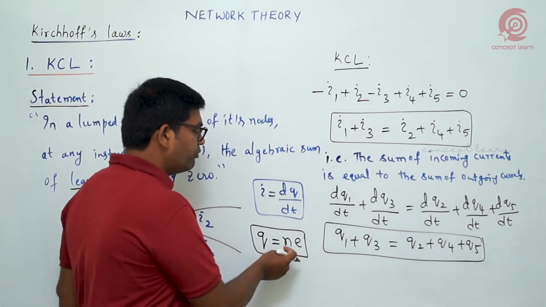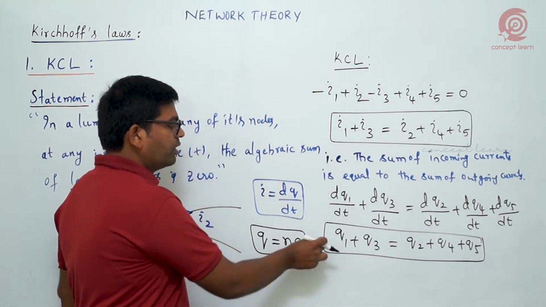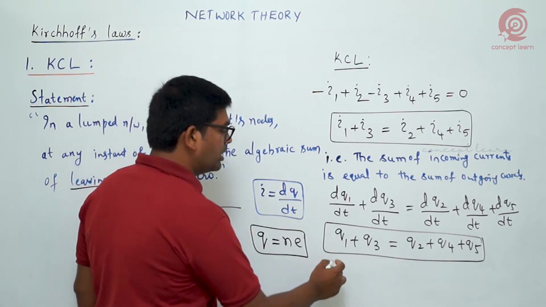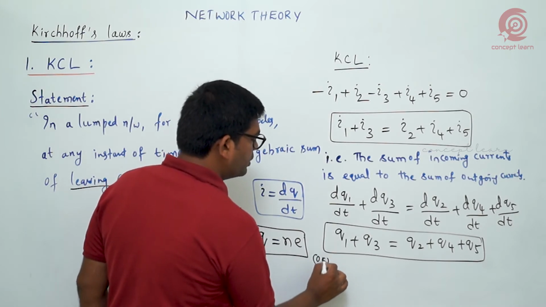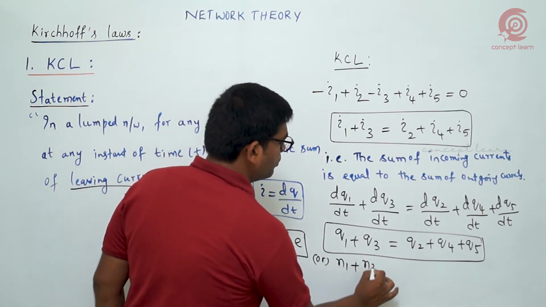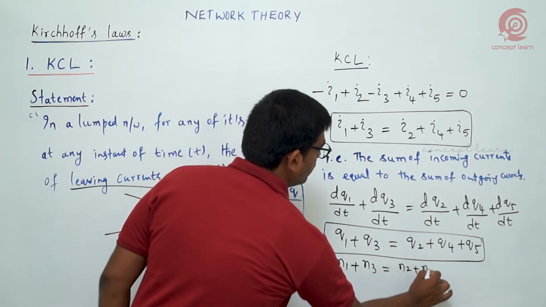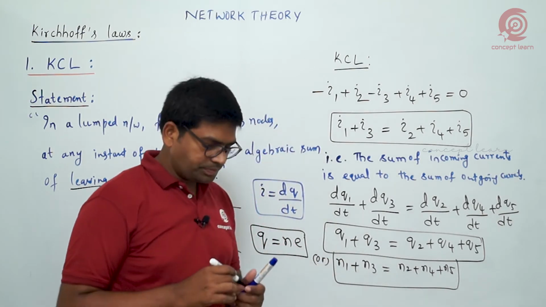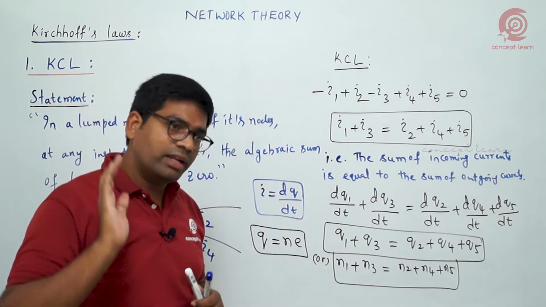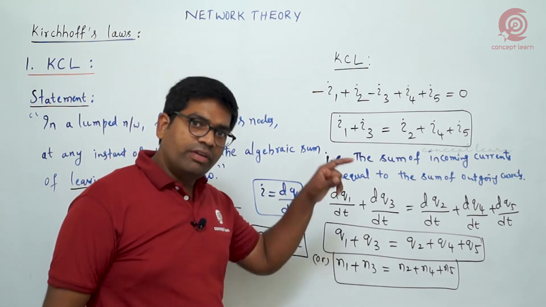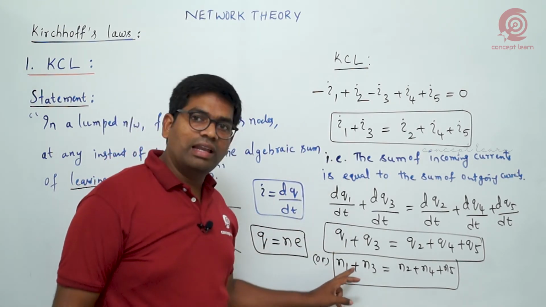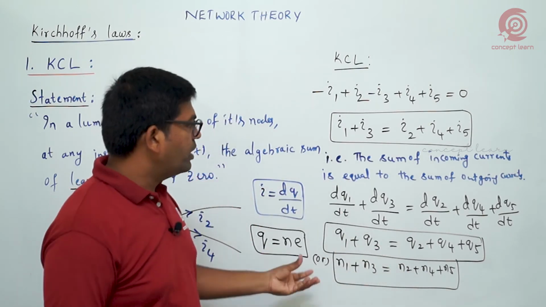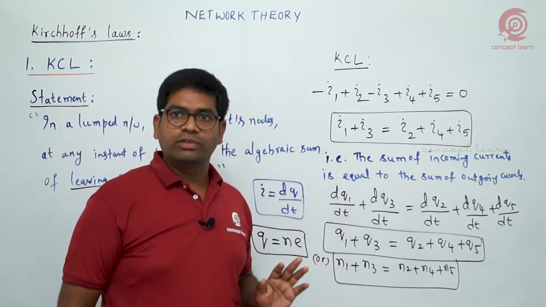So from here, if you replace with electrons, that is, the number of electrons is changing, so e you can cancel on both sides. You can even write it this way: N1 plus N3 is equal to N2 plus N4 plus N5. So what point can you impose here? At a node, at any instant, the sum of incoming charge or incoming electrons is equal to the sum of outgoing charge or outgoing electrons. That statement you can also add to this.